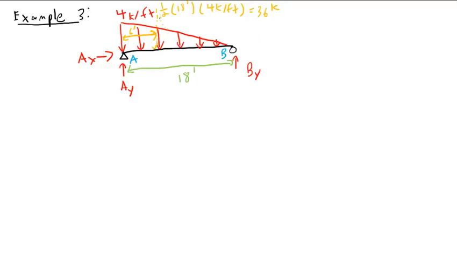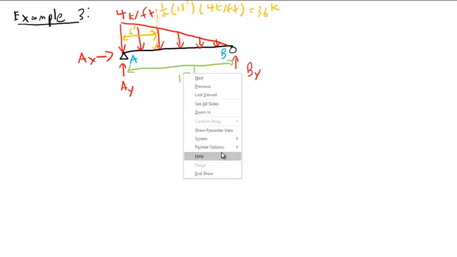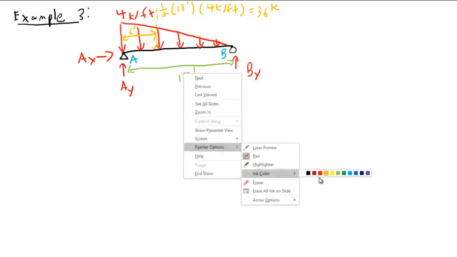So again, we're not going to use this point load for finding internal shear and moment. All we're going to use it for is finding the reactions. That's it. So please put that in your notes somewhere, that you only want to use that for finding reactions mainly.